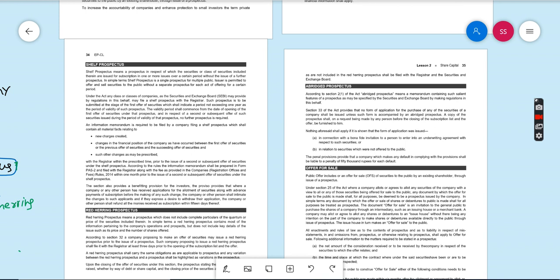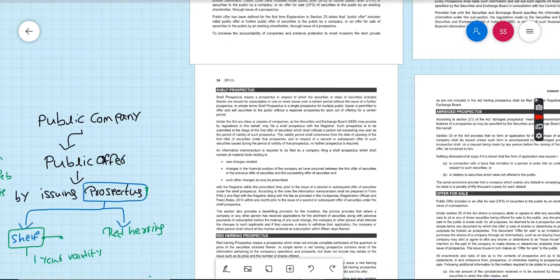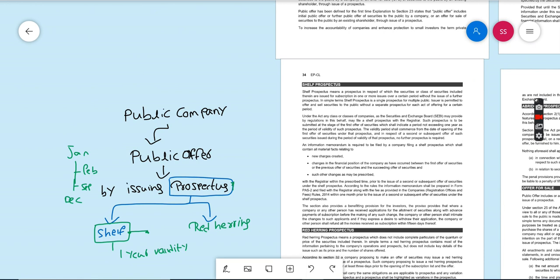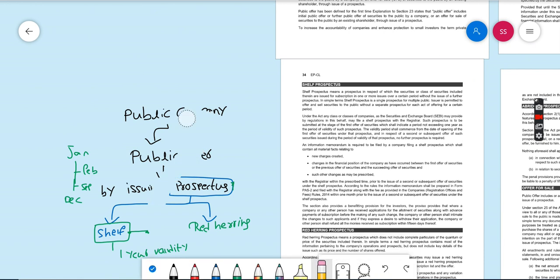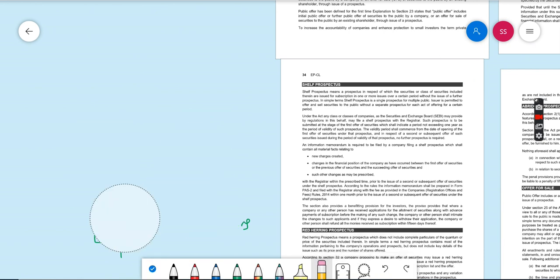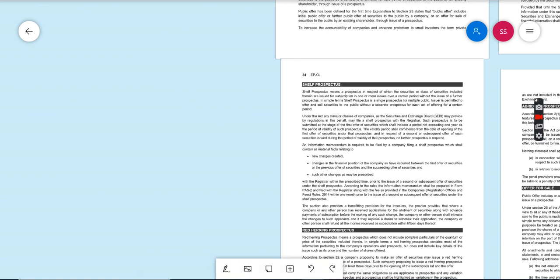So this is part 2 of company law share capital. Today we're going to learn about prospectus, right? In the last class we learned about types of share capital, as well as types of shares, preference shares, equity shares, and how the company issues shares.